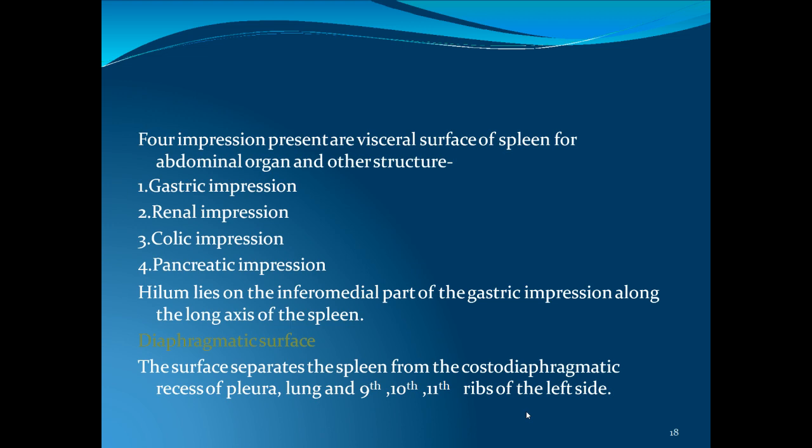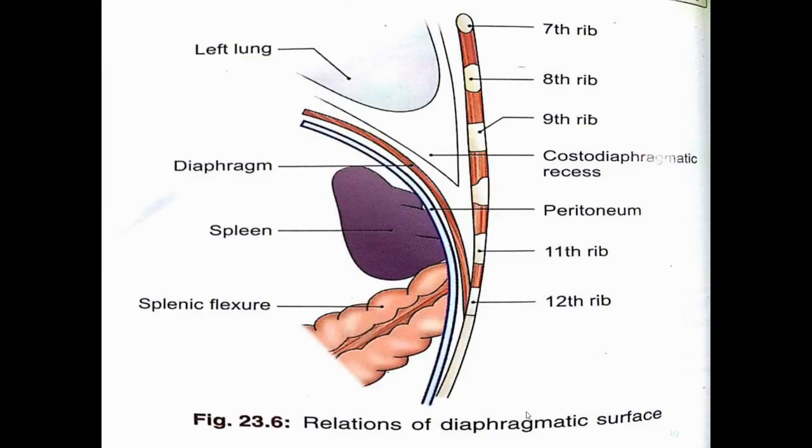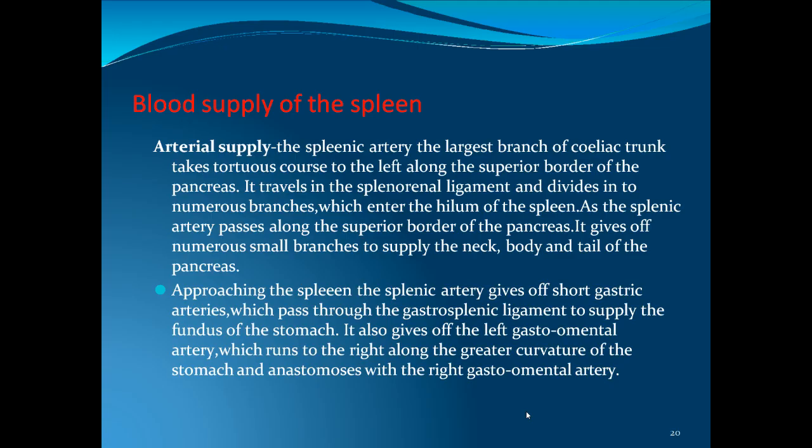Diaphragmatic surface: this surface separates the spleen from the costodiaphragmatic recess of the pleura, the lung, and the 9th, 10th and 11th ribs of the left side. So you can see here.